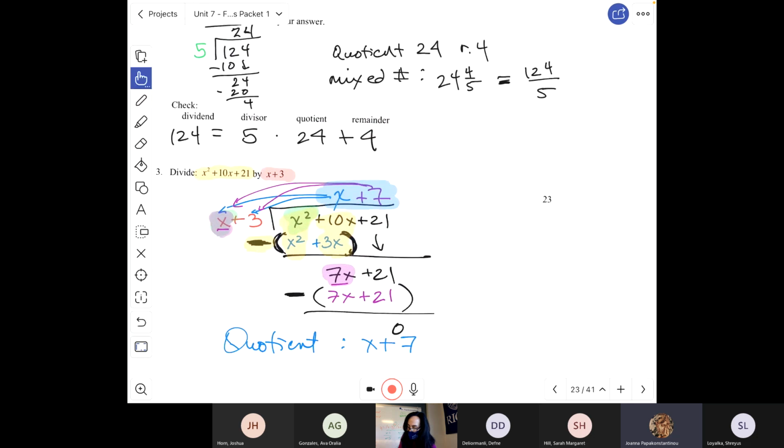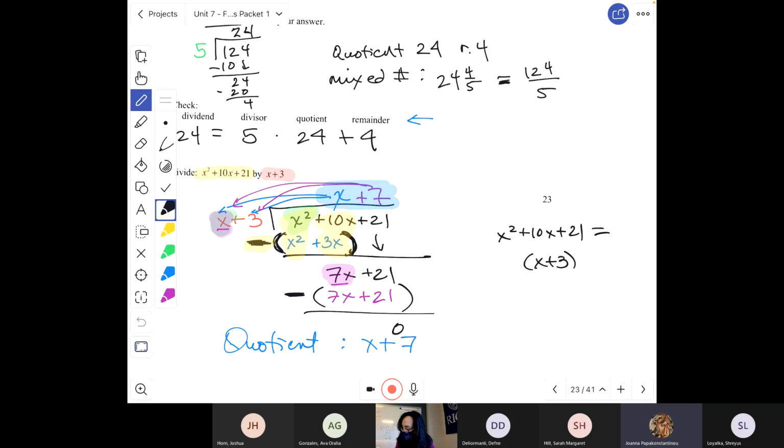I could rewrite this in this form, right? So this form is dividend. My dividend is x squared plus 10x plus 21. That equals my divisor times my quotient plus my remainder. So if I FOIL those two, if I multiply this by this, I'm going to get this. Am I not? That's beautiful.